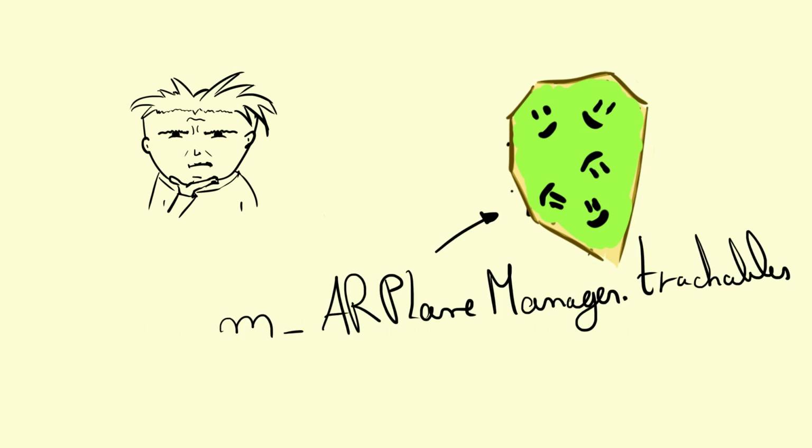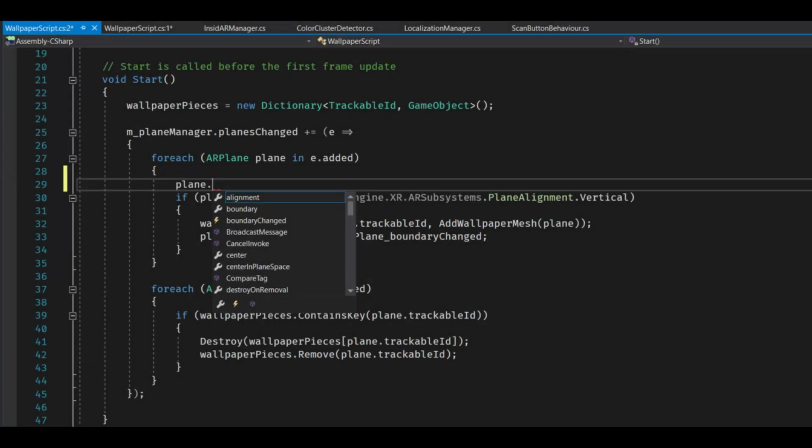I really needed to make my own plane over every AR plane. I already knew from GitHub that I can access all planes by getting the Trackables. But how do I get its properties? Just by enabling the IntelliSense, we can see it has a center and boundaries that we can get some of the information we need from.